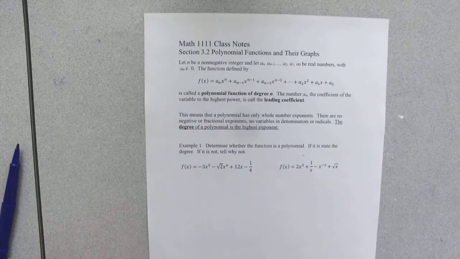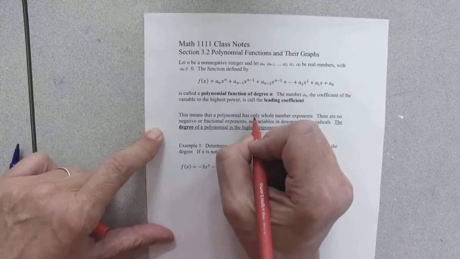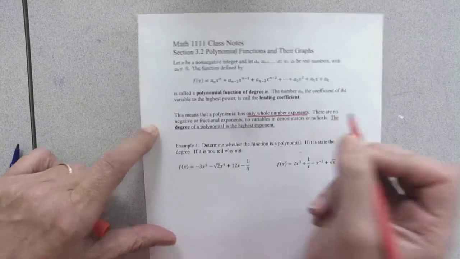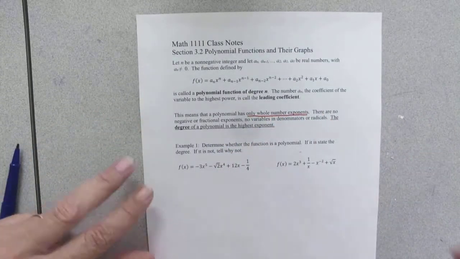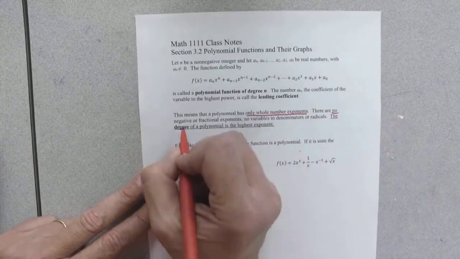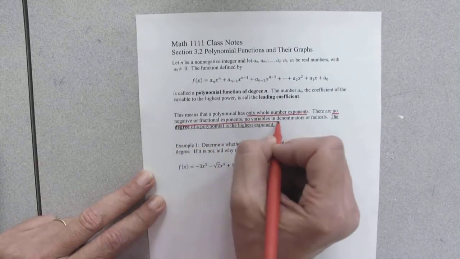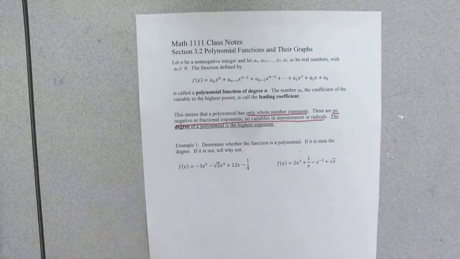This means that a polynomial has only whole number exponents, 0, 1, 2, 3, 4, and so on. There are no negative or fractional exponents, no variables in denominators or radicals. The degree of the polynomial is the highest exponent. So something is a polynomial when it has only whole number exponents, which really means that you have no negative or fractional exponents, no variables in denominators or radicals.